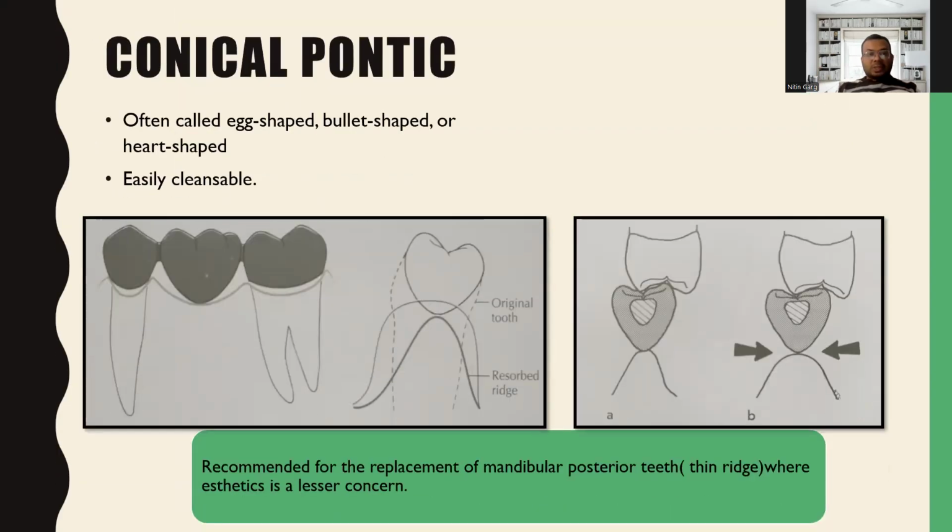Coming on to the next, that is a conical Pontic, the fourth type, often called egg-shaped, bullet-shaped, or heart-shaped Pontic as well. These are easier to clean, and this is how the shape looks. It's a heart shape or conical look where the thinnest part contacts the ridge area. It is usually recommended for the replacement of mandibular posterior teeth with a thin ridge where aesthetics is less of a concern.